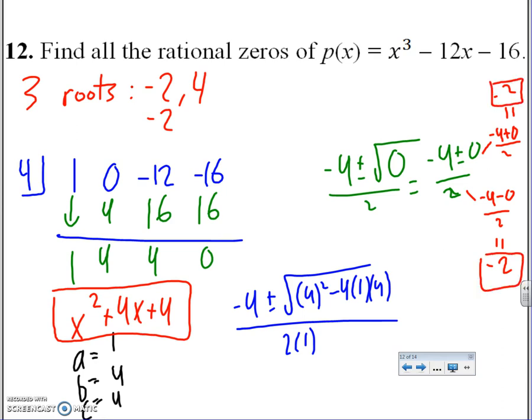That's fine. Now, say I put a -2 here instead of 4, I still would have got another quadratic. If I did the quadratic formula, I would have got -2 and +4. So it doesn't matter which nice number you put in there. You can do any of your roots.